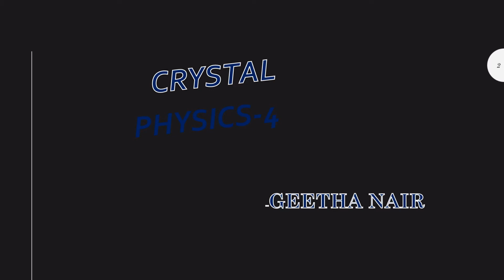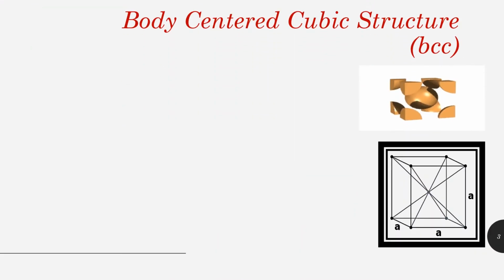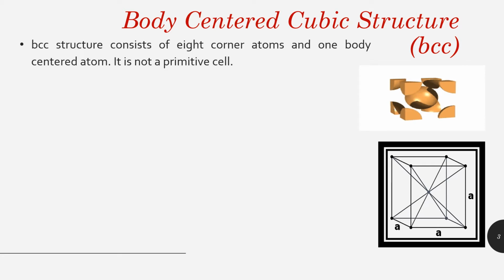This video is about crystal physics. It is the fourth part of the series of crystal physics. We will see about the body-centered cubic structure. BCC structure consists of 8 corner atoms and one body-centered atom.